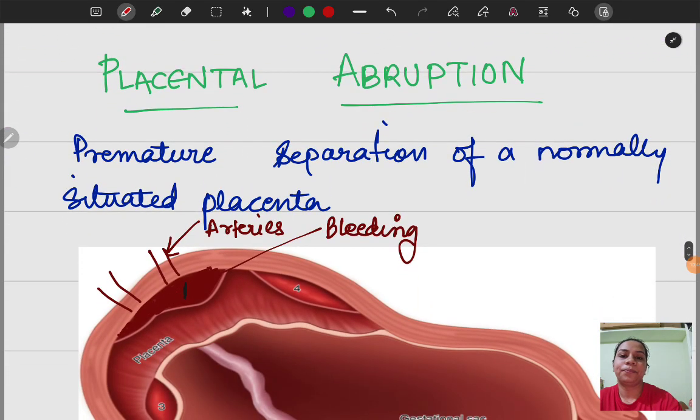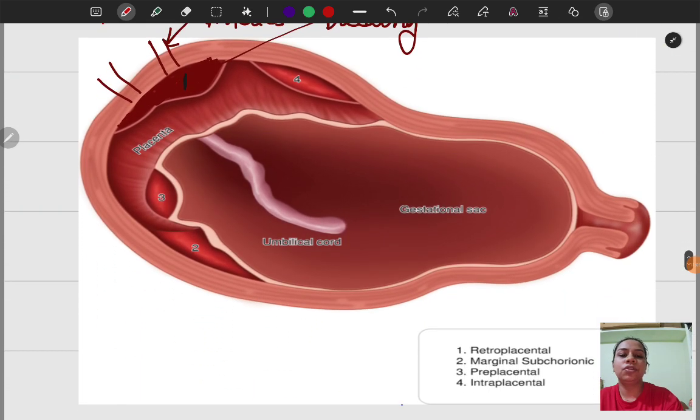Now we have completed the topic of placenta previa. I hope you understood. Now we will continue with abruptio placenta, that is placental abruption. So what is it? It is nothing but a premature separation of the normally situated placenta. In this picture you can see that this is the placenta. This placenta is getting separated from here, here, here, and here. So these are the 4 types of separation: retroplacental, marginal subchorionic, preplacental, and intraplacental.